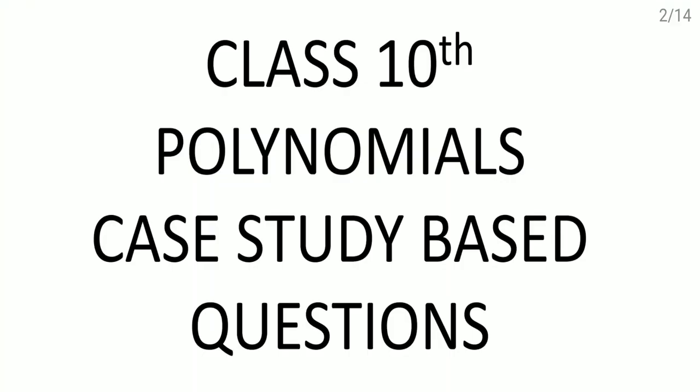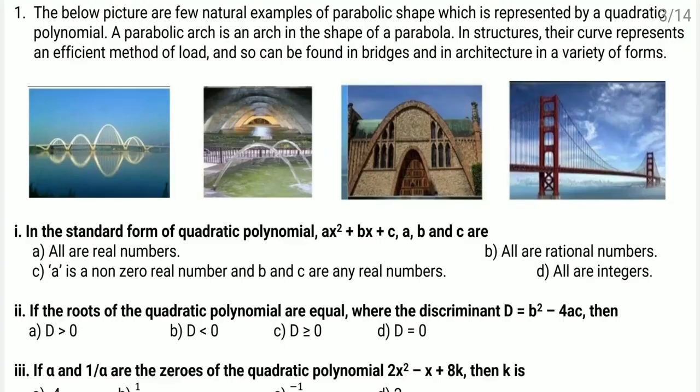Class 10th Polynomials Case Study Based Questions. See the first one. The below pictures are a few natural examples of parabolic shape, which is represented by a quadratic polynomial. A parabolic arch is an arch in the shape of a parabola. In structures, their curve represents an efficient method of load, and so can be found in bridges and in architecture in a variety of forms.